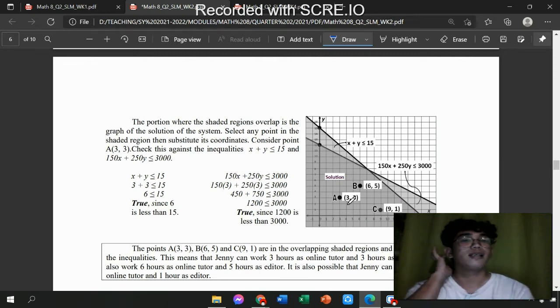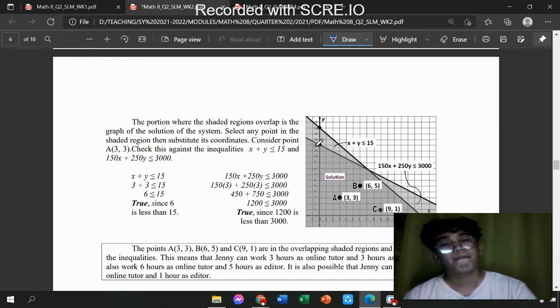Di ba unsa man ang pag-shade, mangita tag points or ordered pairs nga maka-answer og true kung atong i-substitute sa atong inequality. So sa pag-shade nato sa x plus y is less than or equal to 15, ani nga area ang mashadan. Sa ikaduha nato nga inequality which is the 150x plus 250y is less than or equal to 3,000, ani pod nga area ang mashadan. So ani silang duha nga area ang mashadan.